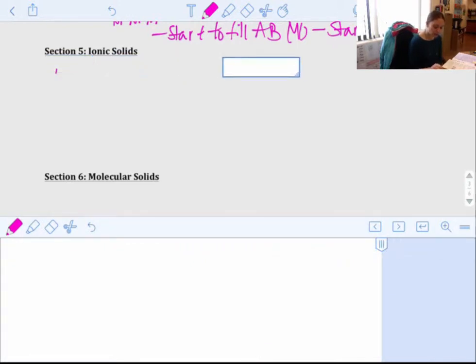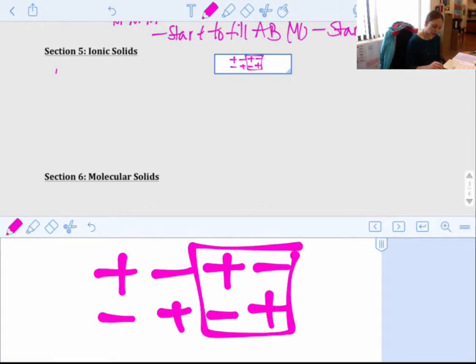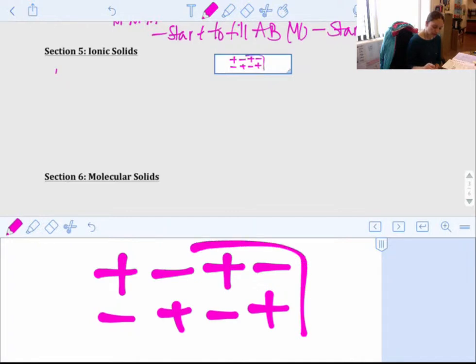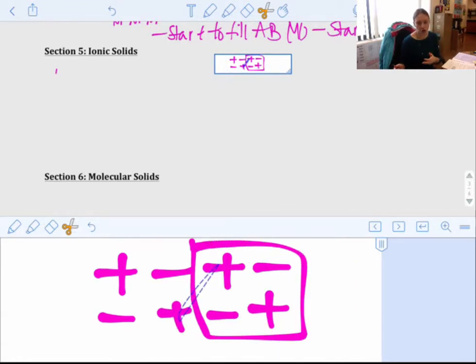I remember we talked about this last year. If I have an ionic solid that looks something like that, and you hit one of these, this whole section here moves downward. So if this whole section moves down a little bit, then my positive will be lined up with the positive and the negative lined up with the negative, and then you'd end up with like charges repel.